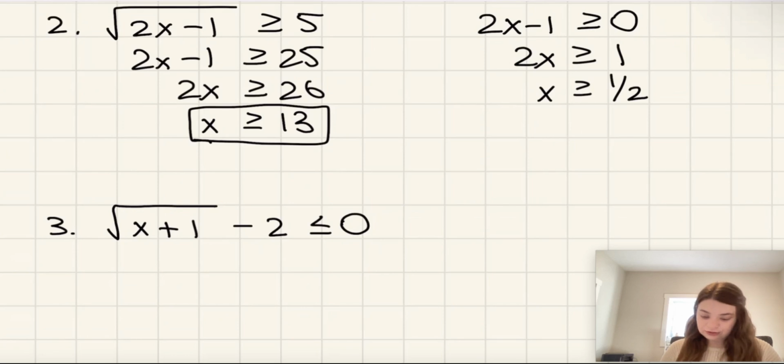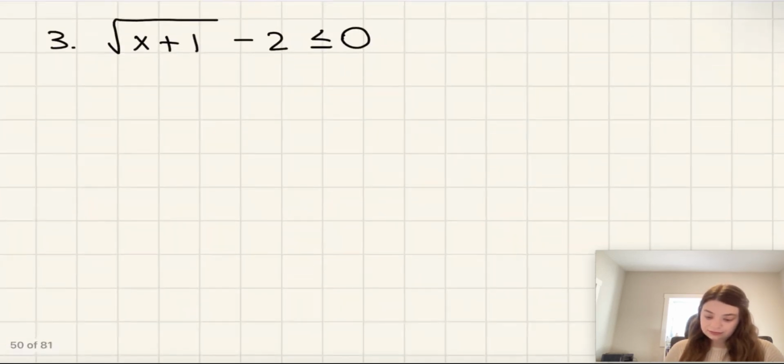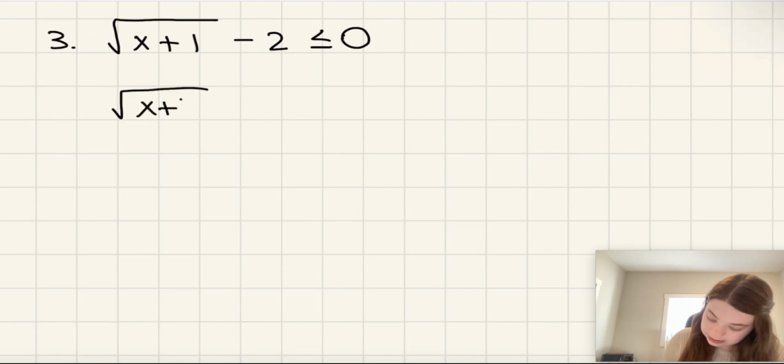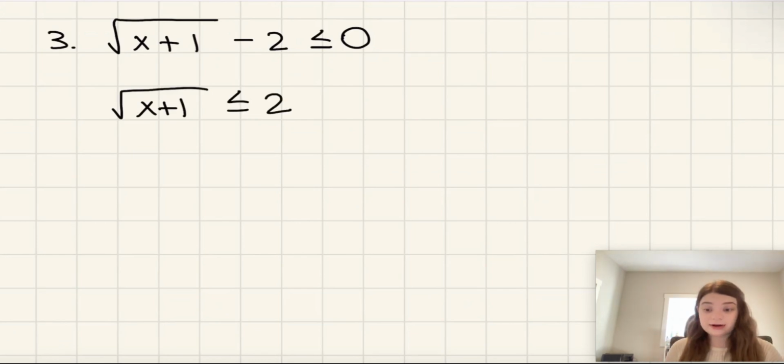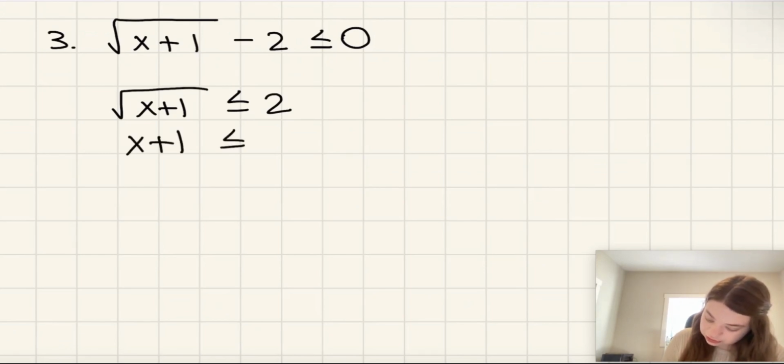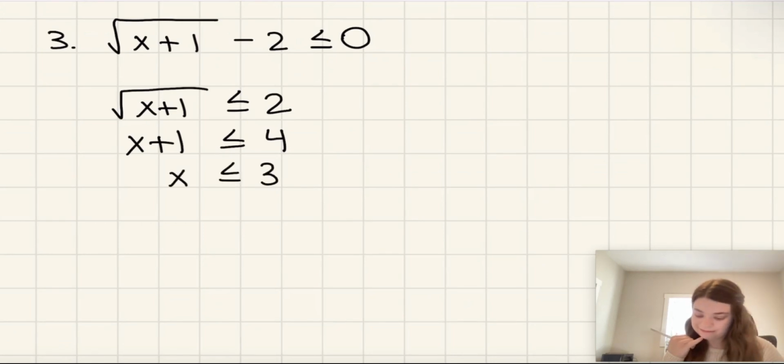Okay, let's do number 3. For number 3, I'm first going to start by adding 2 to both sides to get the square root of x plus 1 is less than or equal to 2. Then I'm going to square both sides to get x plus 1 is less than or equal to 4. And then I'm going to subtract 1 from both sides to get x is less than or equal to 3.